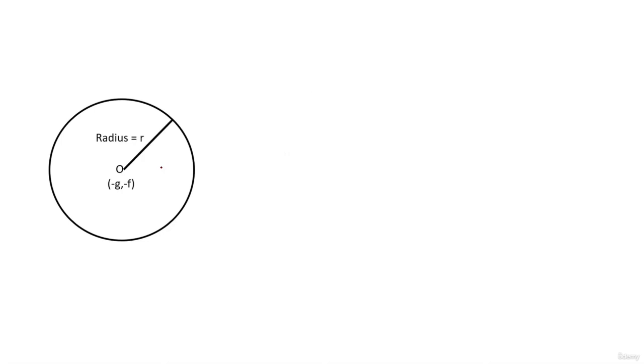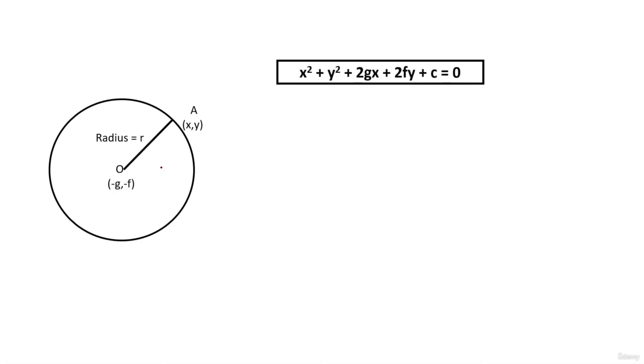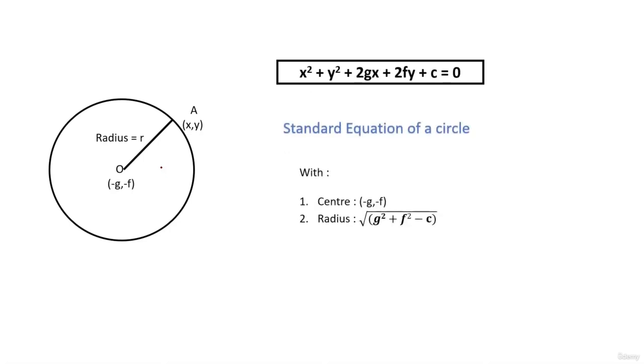Okay, guys, we can take it one step further. We can name the center as minus g comma minus f, the radius is r, and take any generic point on the circle as x comma y. Then the equation of the circle will be x square plus y square plus 2gx plus 2fy plus c equal to 0, where the center is minus g comma minus f coordinate-wise, and the radius is the square root of g square plus f square minus c. I'm not deriving all this right now. It's not very important.